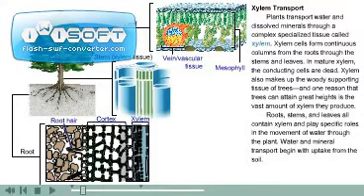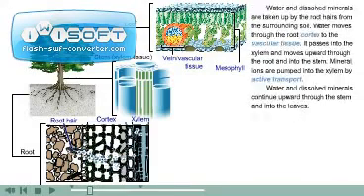Roots, stems, and leaves all contain xylem and play specific roles in the movement of water through the plant. Water and mineral transport begin with uptake from the soil. Water and dissolved minerals are taken up by the root hairs from the surrounding soil. Water moves through the root cortex to the vascular tissue. It passes into the xylem and moves upward through the root and into the stem.